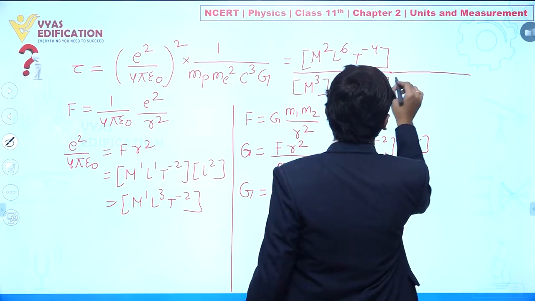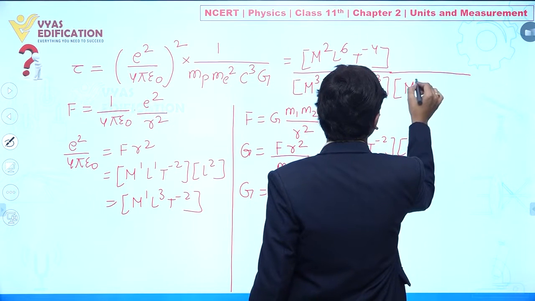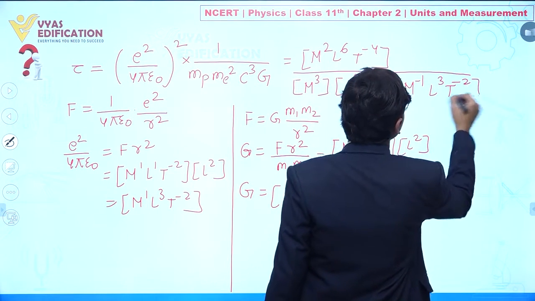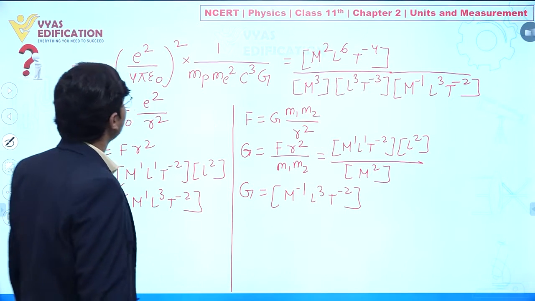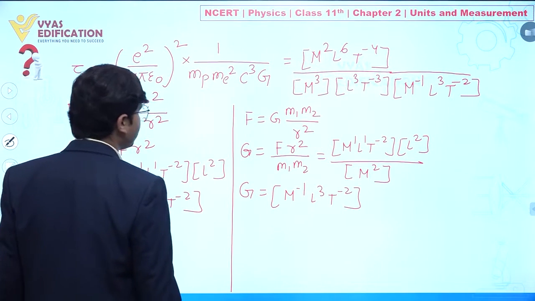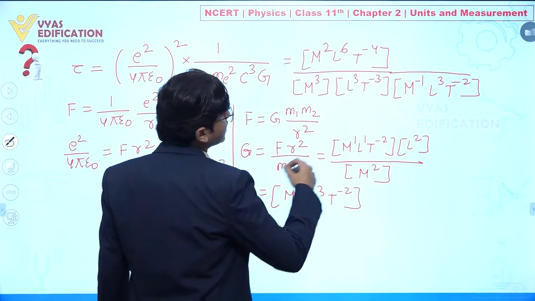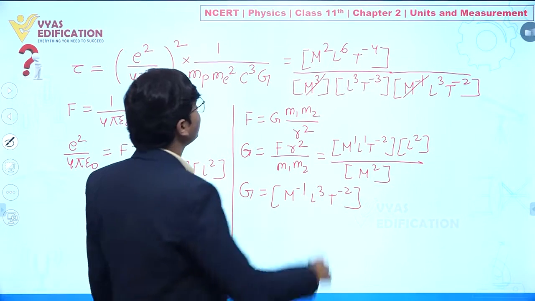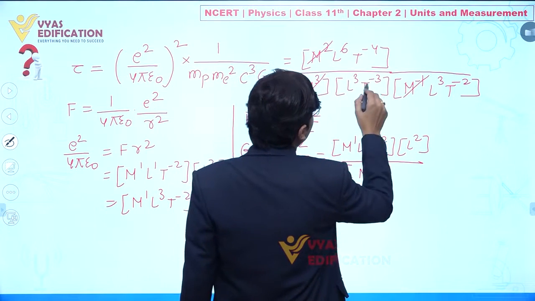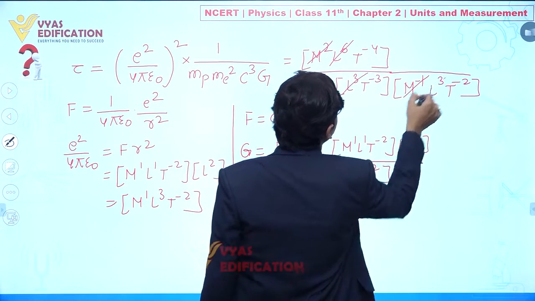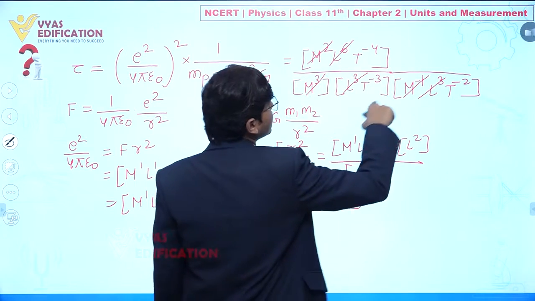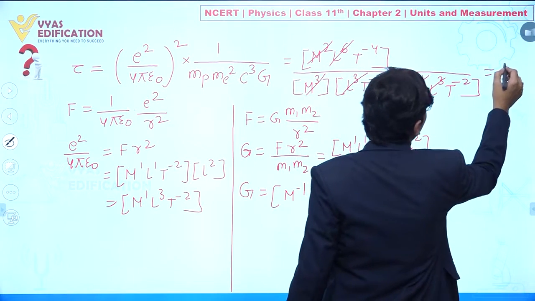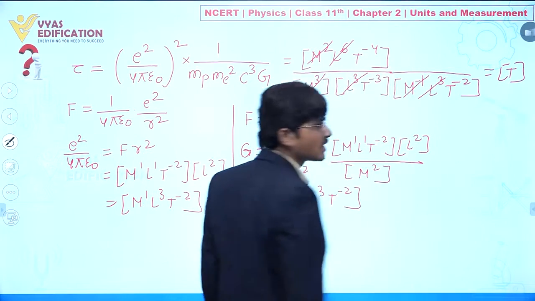So we can write here this value, this is M minus 1, clear, L cube and this is T minus 2. Clear? So now from here we can write the dimension formula. From here you can say this is M minus 1, M cube, this is M2, and this one is cancelled out. L cube, L6, this one is also cancelled out. T to the power minus 4, here we have T to the power minus 5. Clear? It means we are getting the dimension of time. It means this is exactly true.